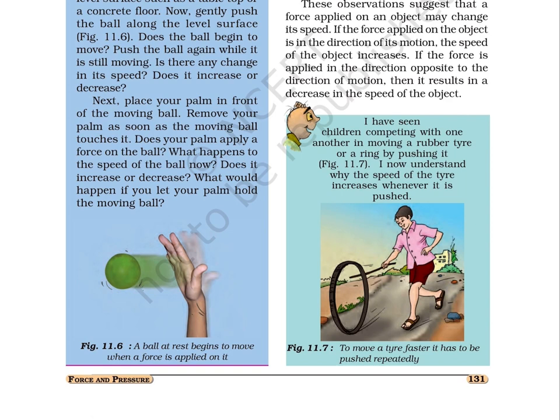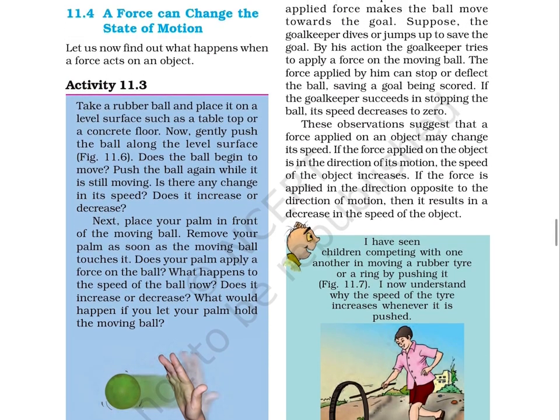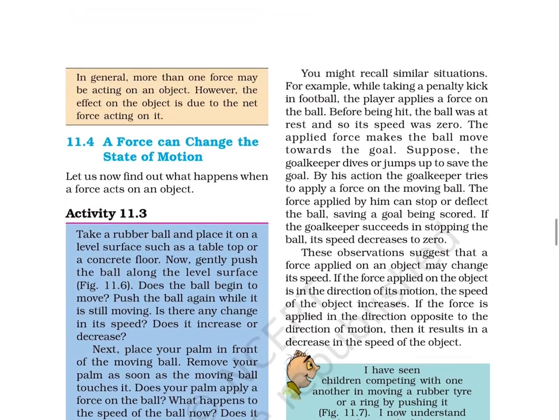In figure 11.6, the ball starts moving as soon as a force is applied on it. You might recall similar situations. For example, while taking a penalty kick in football, the player applies a force on the ball. Before being hit, the ball was at rest and so its speed was zero. The applied force makes the ball move towards the goal. Suppose the goalkeeper dives or jumps up to save the goal. By his action, the goalkeeper tries to apply a force on the moving ball.